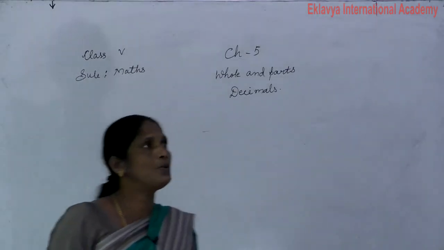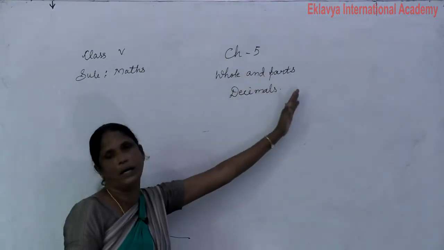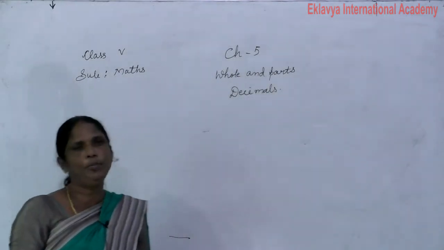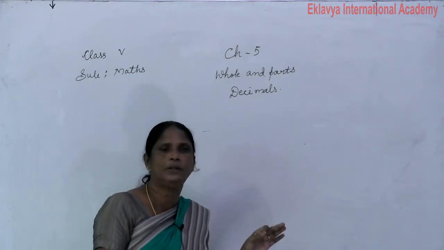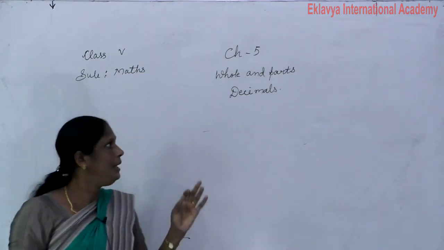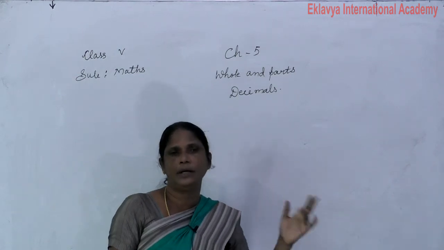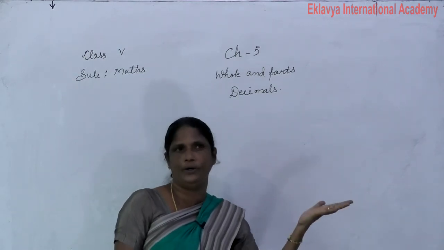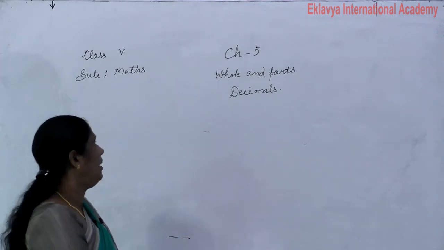Good morning students. Today we will study chapter 5, whole and parts, decimal. What do you mean by decimal? Decimal is a special fraction with denominator 10, 100, 1000, 10,000 and so on. Now we have to read the decimal.